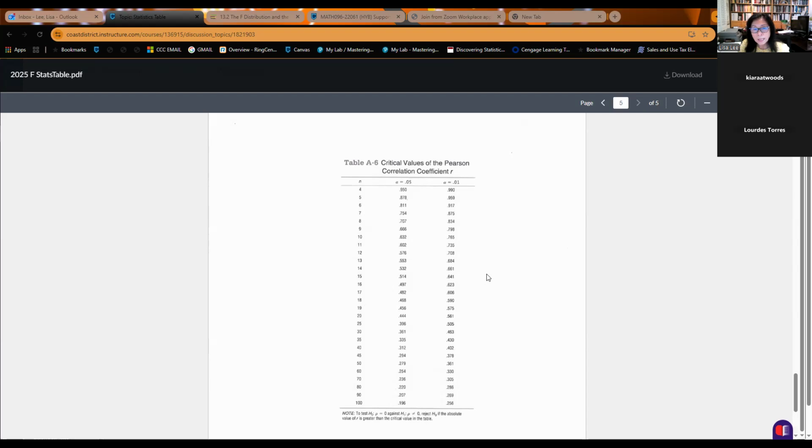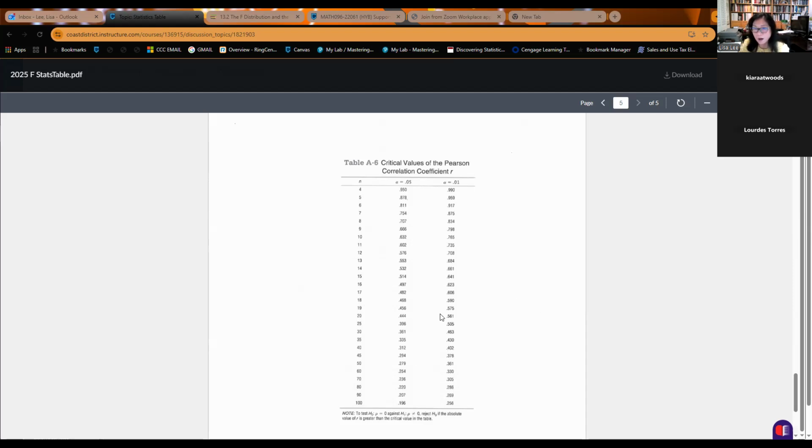And we only take the absolute value to compare with this. So even if our problem gave us a negative R, you just take the absolute value, ignore that negative sign, and compare the positive value to the value here, because our table only shows positive values. So that's how you do it.